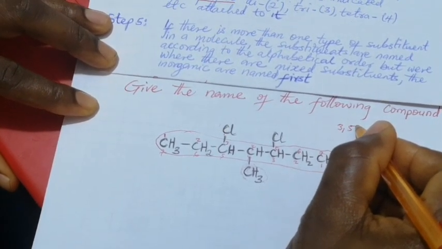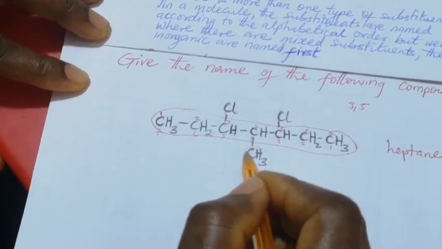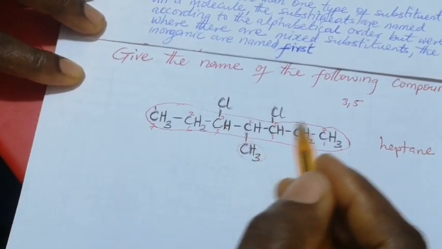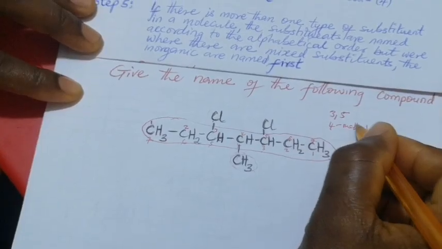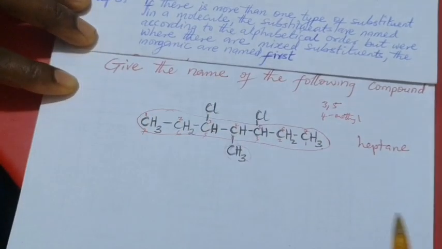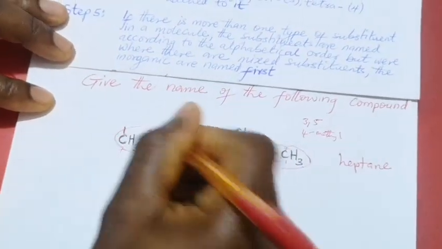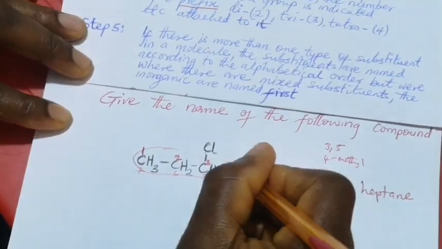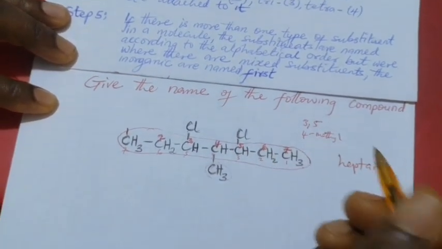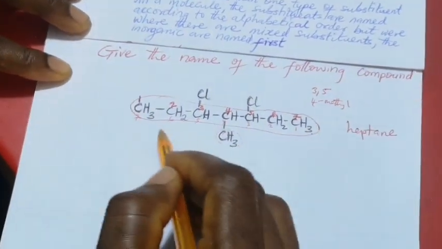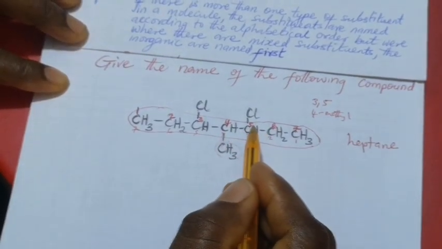Okay, then for methyl, methyl will still maintain 4. Okay, so methyl will still be at the 4th carbon atom. So that means that I am free to choose any side. So let me just choose this side, the first side. 1, 2, 3, 4, 5, 6, 7. Okay, I have finished numbering the carbon atoms in a way that the substituent group will receive the lowest possible number of carbon atoms.